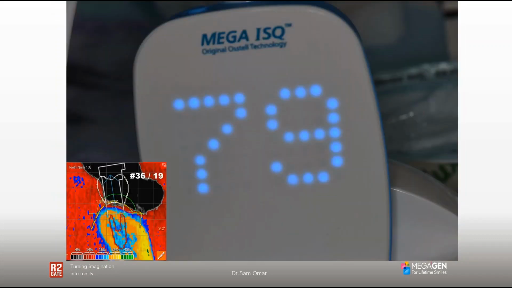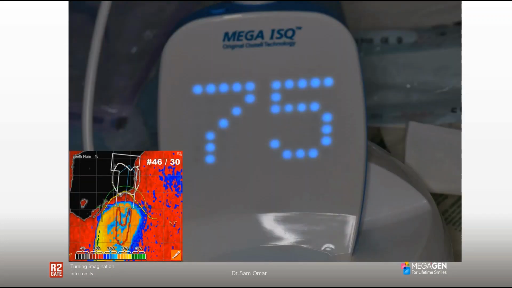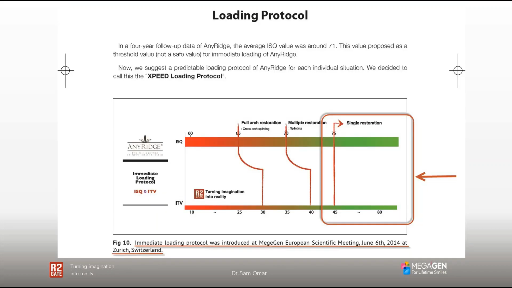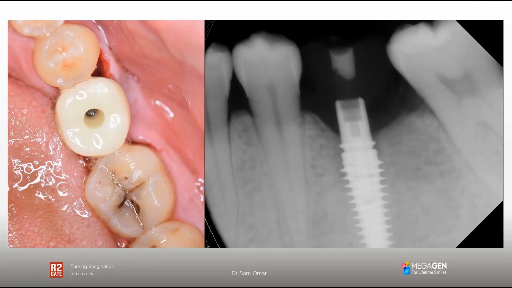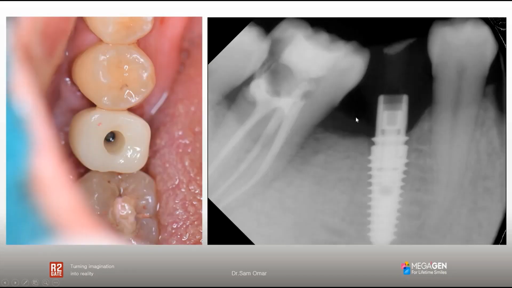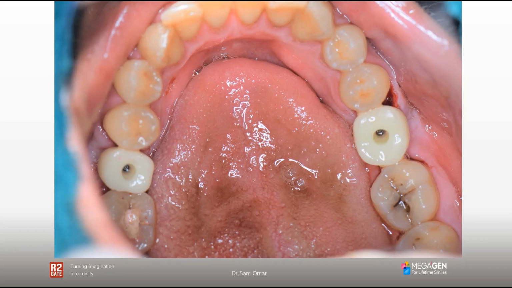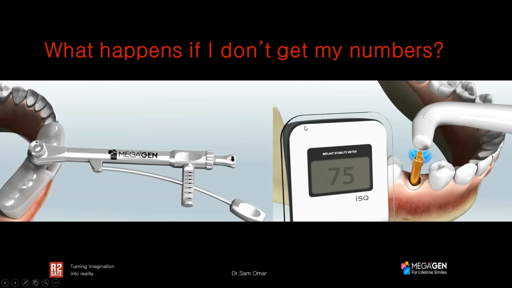So we measured ISQ for both implants. For implant number 36, I got 79 ISQ. For implant number 46, I got 75 ISQ. So what does that mean? It means that based on the safe immediate loading criteria, for a single restoration, it is actually considered safe to load this implant with 45 Newton centimeter and 75 out of occlusion. So here, this is immediately after placing the implant and the temporary restoration as well. And this is how the patient looks like with both restorations in the mouth.